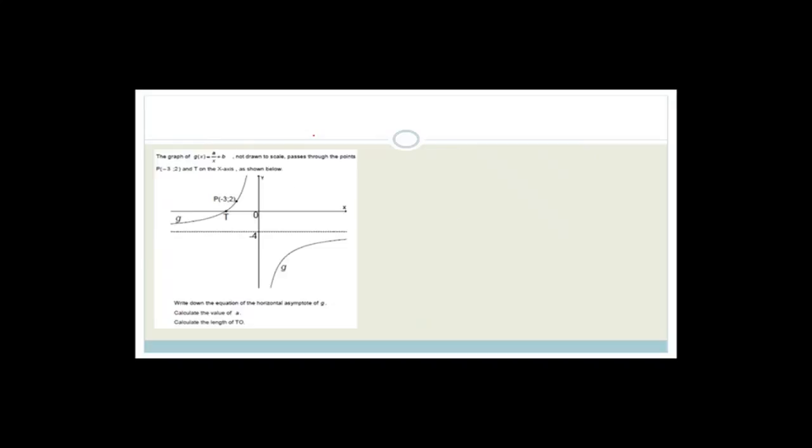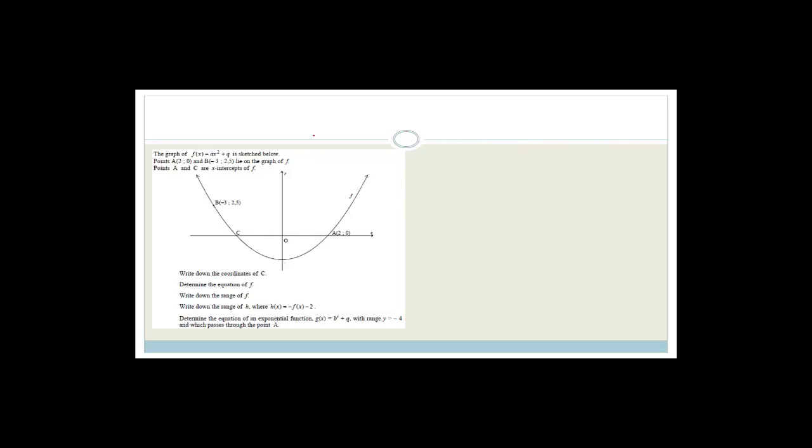So I've included quite a few different exam paper questions, and there's a reason for this. It's because there are so many different types. I mean, look at this. This here is a parabola and a straight line, a parabola and an exponential with a shift. This is a hyperbola with a shift. This is a hyperbola with a straight line.